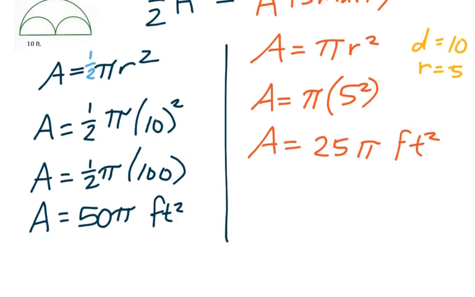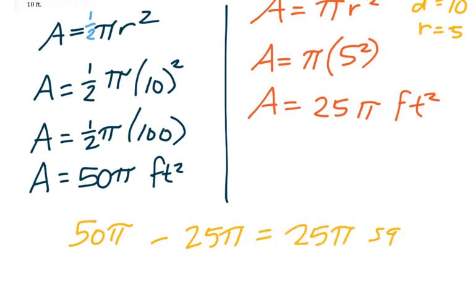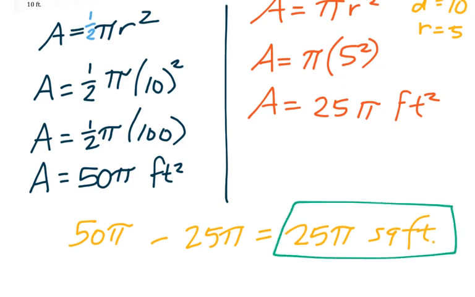To answer the question then, just like I planned to do, I'm going to take the 50 pi square feet and subtract the 25 pi square feet, and that will give me 25 pi square feet of lawn that is not getting watered the way that they've set up the sprinklers.